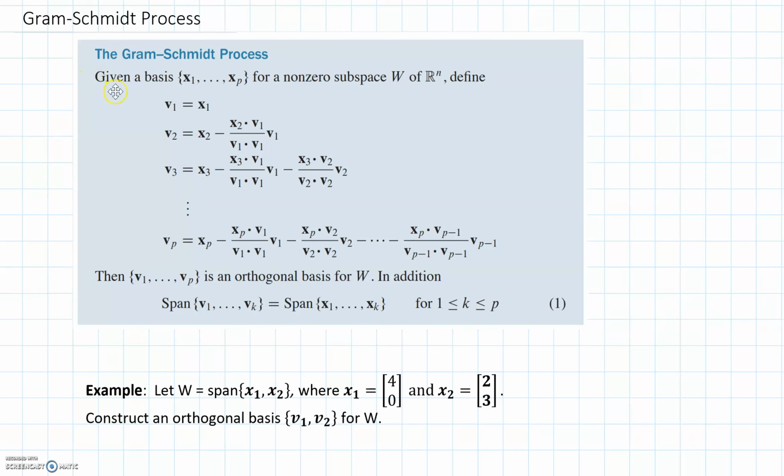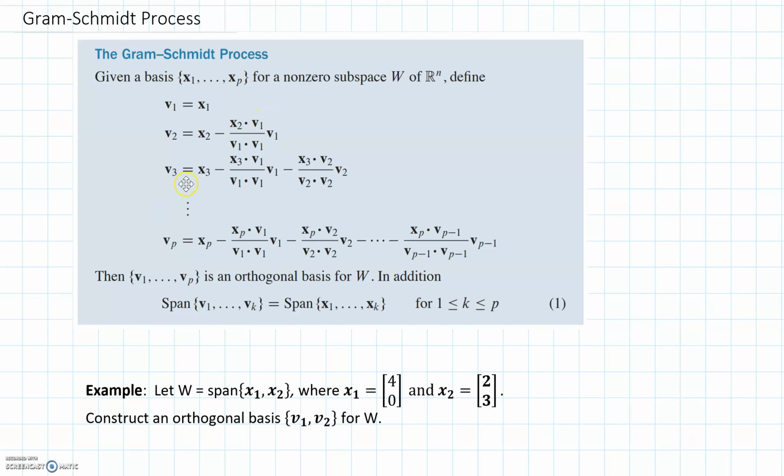Given a basis x1 through xp of a non-zero subspace of Rn, again, they don't need to be orthogonal, we're going to define V1 as x1, and then for V2, we're going to take x2 and subtract the projection, to ensure it is orthogonal. The projection along V1, that is.